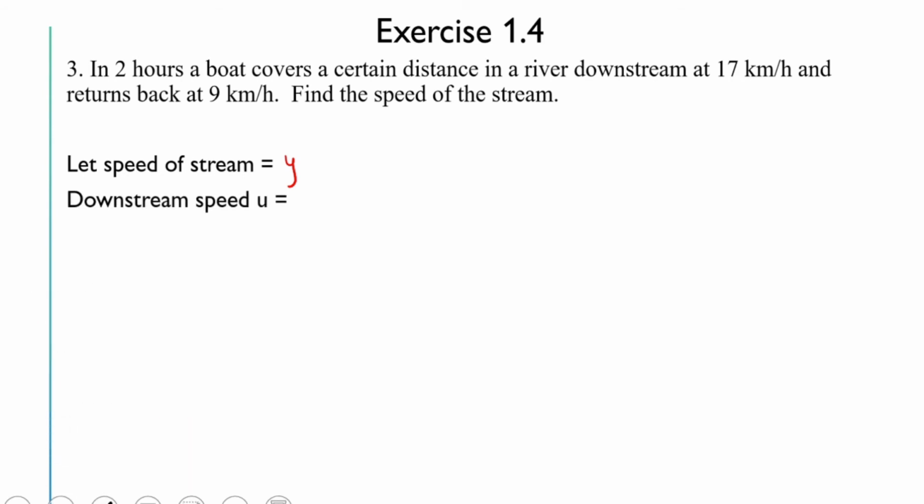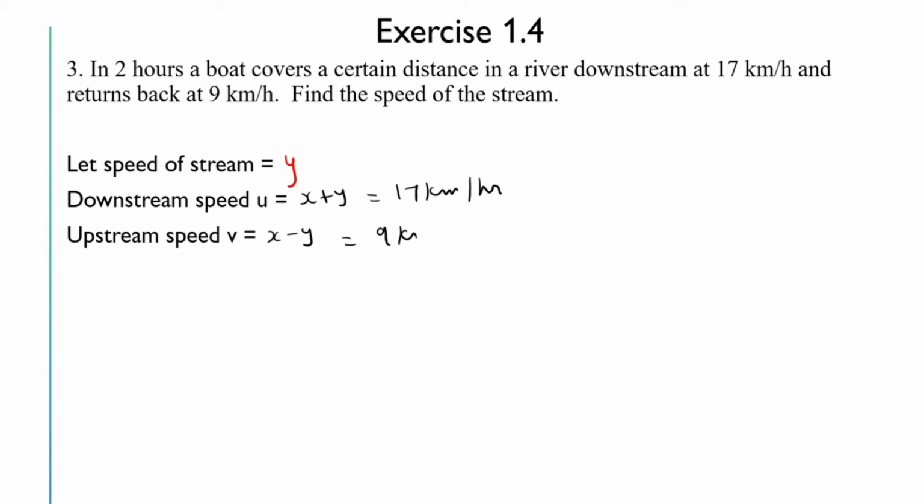Then the downstream speed u, the usual notation which we use, is x plus y. It is equal to 17 kilometer per hour. And the upstream speed v is x minus y. So it is 9 kilometer per hour.